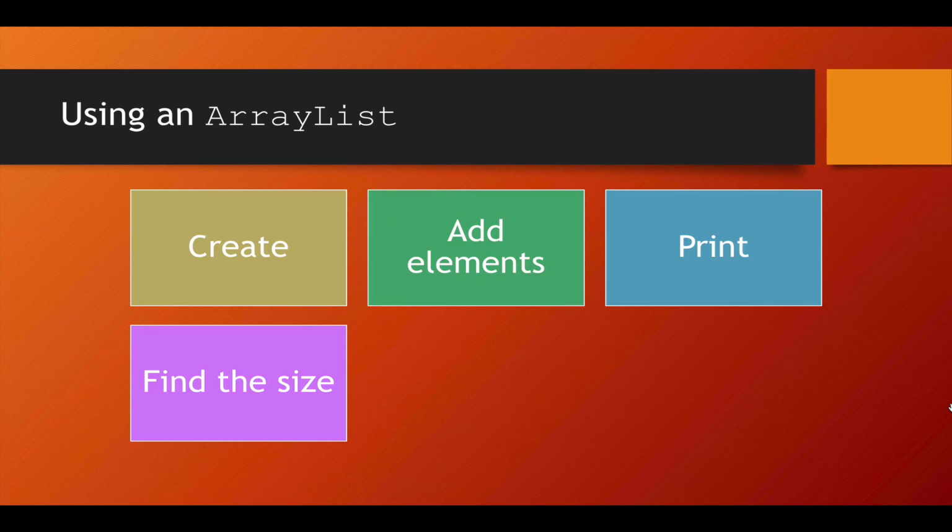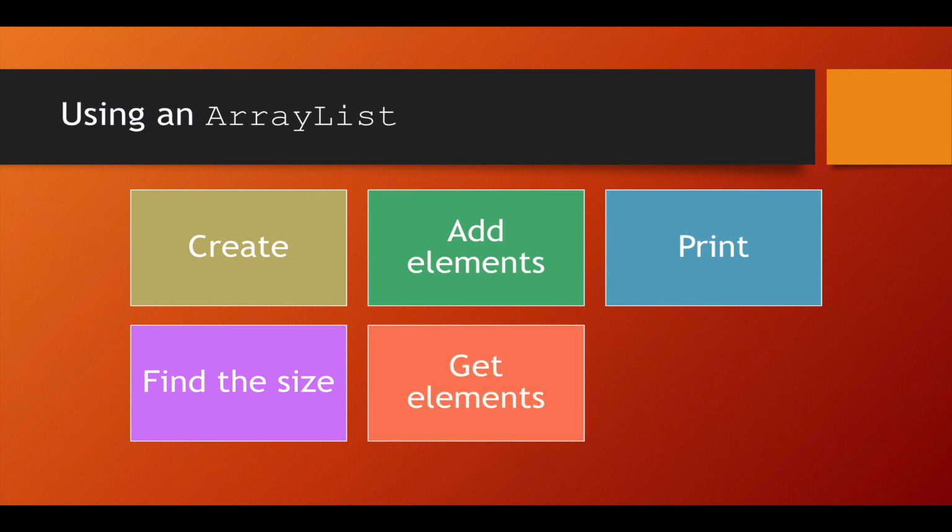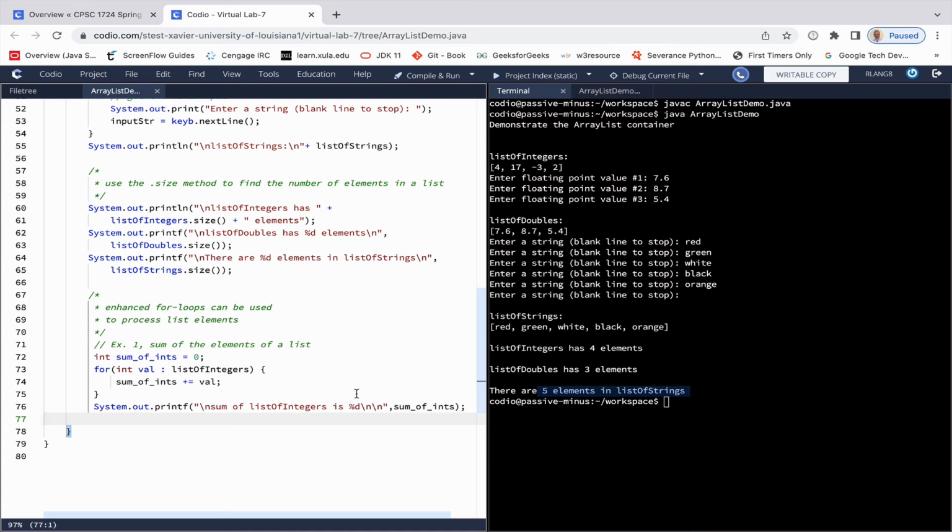A common thing you might also need to do with an array list is get the elements individually. Enhanced for loops are commonly used with all kinds of containers, especially array lists. So suppose we want to add up the elements. We have some variable here initialized to 0, and in the enhanced for loop, you declare a variable that will take on each element of the collection on the right side of the colon. All right, so now I can add up all the values from a list of integers and then say what that sum is.